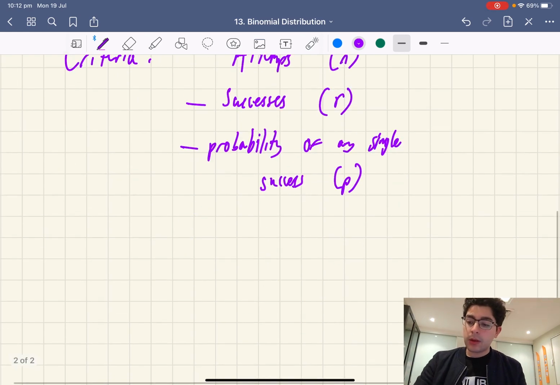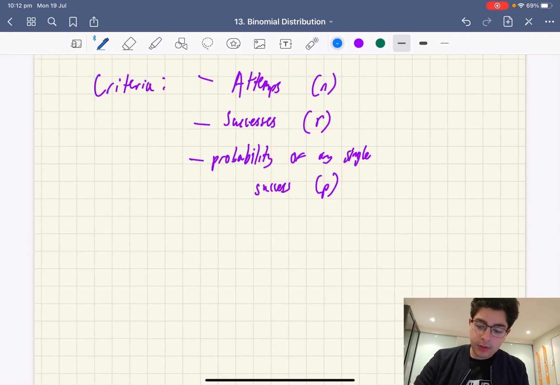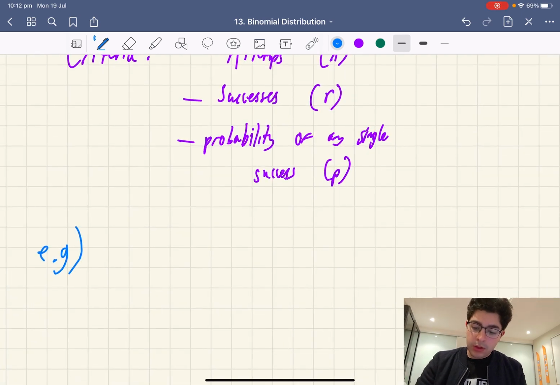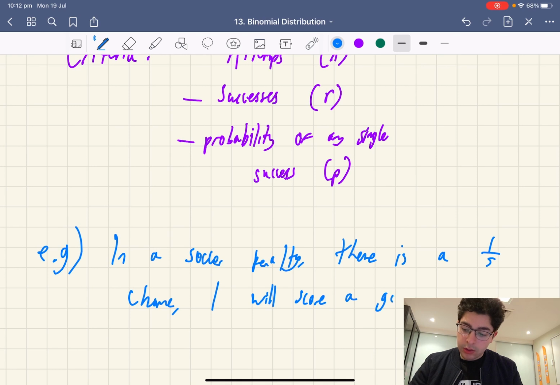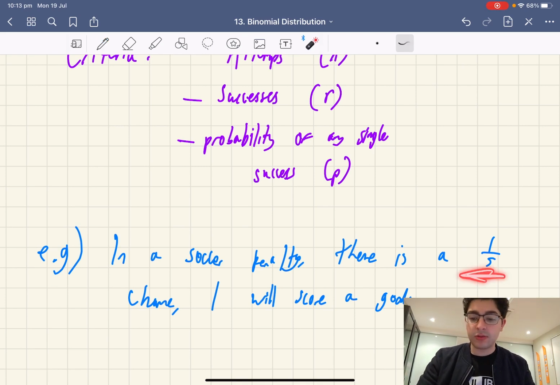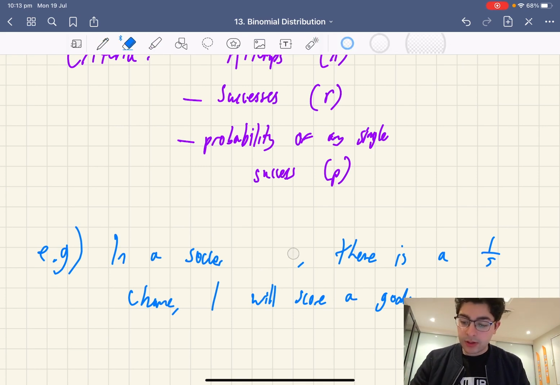So, for example, let's think about it like this. In a soccer penalty, there is a 1 in 5 chance I will score a goal. In any single penalty shot, which is when you put the ball down and kick it and try to get it into the goal, in any single attempt at a penalty shot, there is a 1 in 5 chance.